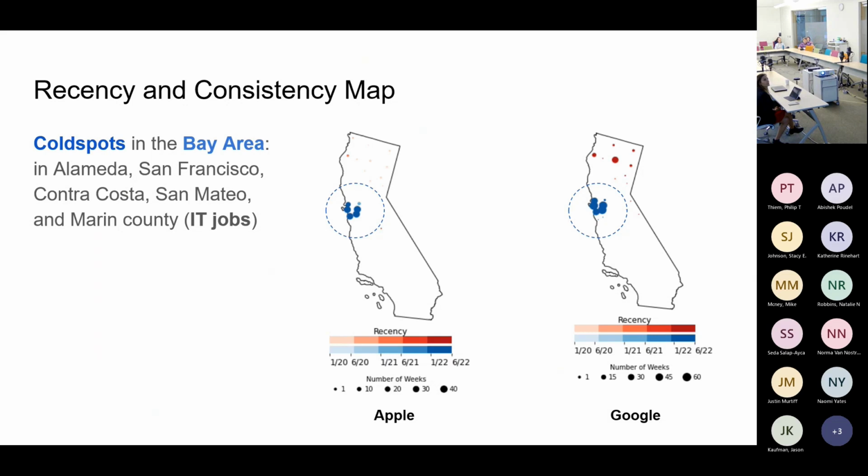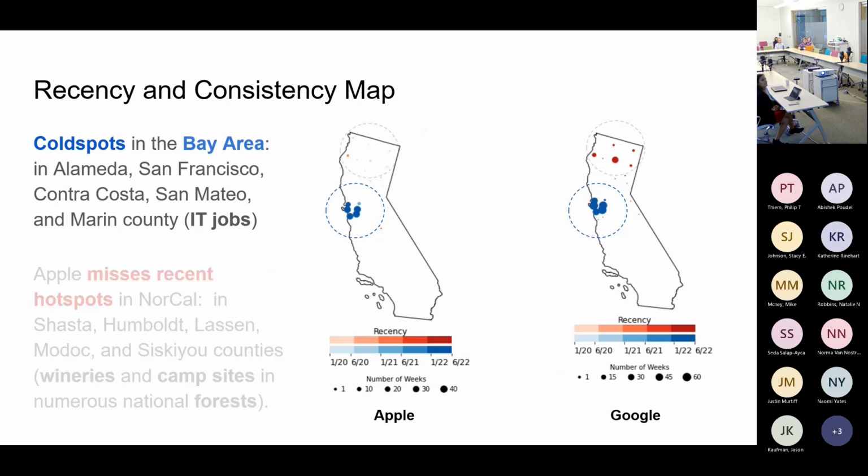And that makes sense since the Bay Area was one of the first ones to implement the stay-at-home order. And also the Bay Area had a very high proportion of IT jobs that make it really easy to decrease mobility. You don't have to be in the office to work. So that's very logical, and we see that both data sources can capture it.